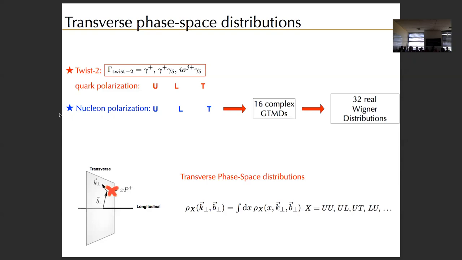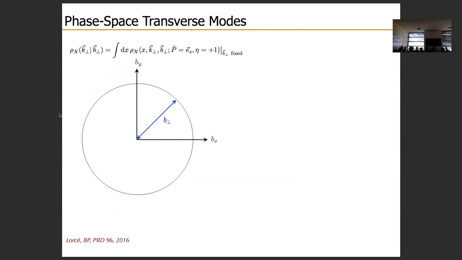To make things a little bit simpler, I will consider functions where we integrate over x, and then I will look at objects just in four dimensions in terms of k perp and b perp. What I'm describing now is model independent. This is just a general structure that you can recognize in your function in terms of phase space transverse modes. We have a four-dimensional quantity. Then to get a convenient parametrization, we went to coordinate space in the transverse plane, and then we have this circle at a fixed value of the curve.